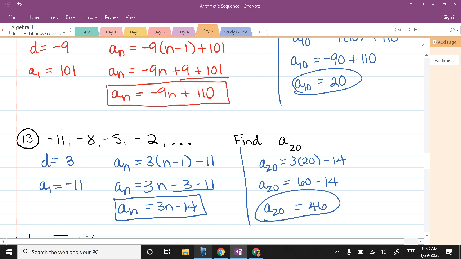I probably misheard you. All right, so any questions on how we get the rule and then that term? All right, I want y'all to try this.